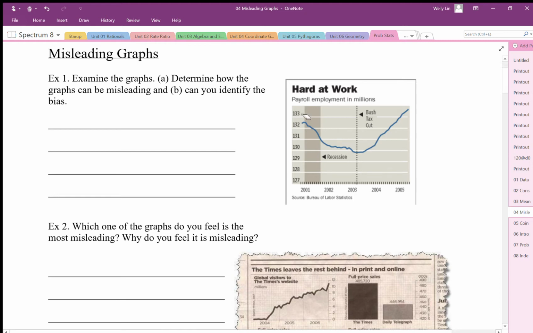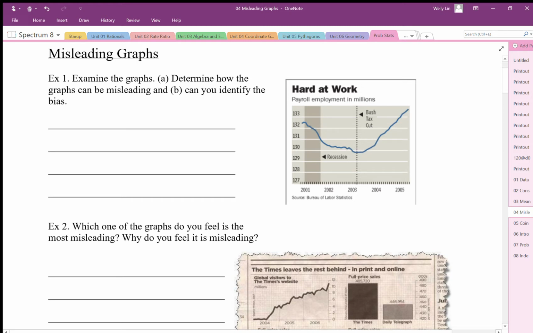So you see that at this point here, there is what they would consider a recession because it's going down. Okay, there's a downward trend. And then at this point in 2003, there's a tax cut by, at that time, President Bush. And it looks like the economy, or the number of people employed, is going up. So you would think that there's a recession, and then the tax cut got us out of the recession.